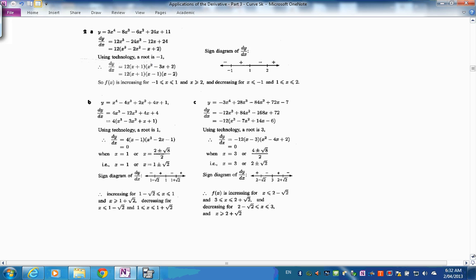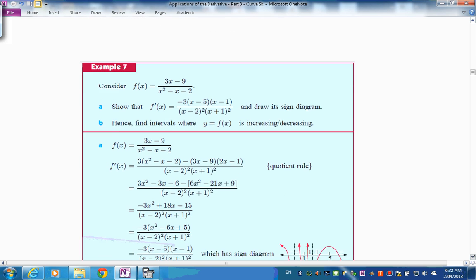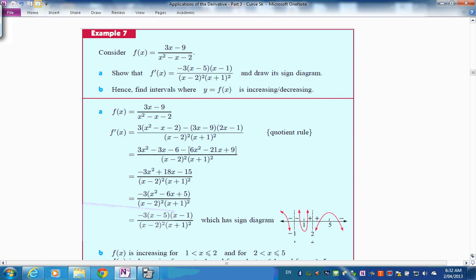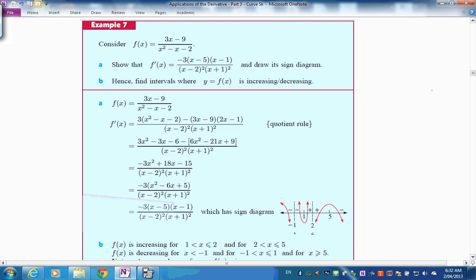Okay, so continuing on now, here's another type of function. Can you see what we're doing? We're doing different functions. This time it's a rational function, a ratio of two functions, and they ask you to find the derivative and show that it comes to that. So with a "show that", be very, very careful that you're showing all the steps.